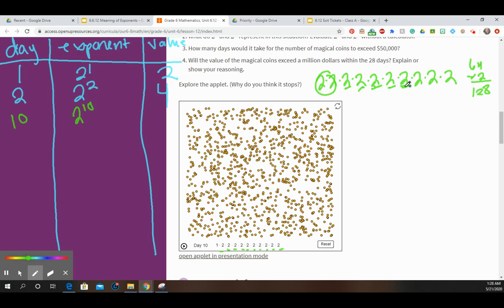All right, so then 128 times 2: 16, carry the 1, 2 times 2 is 4, plus 1 is 5. That would add up as 256.